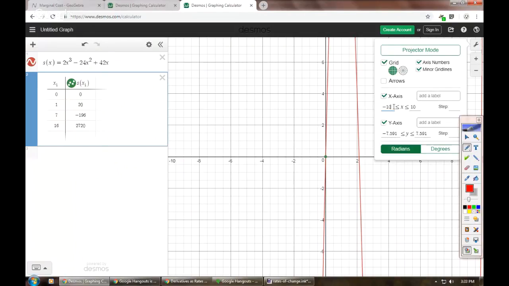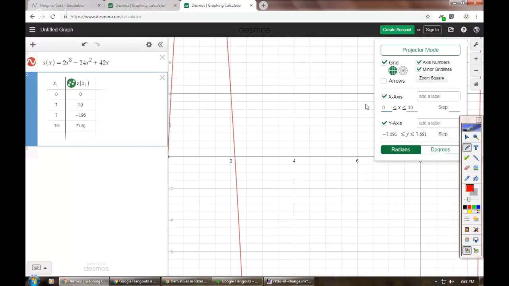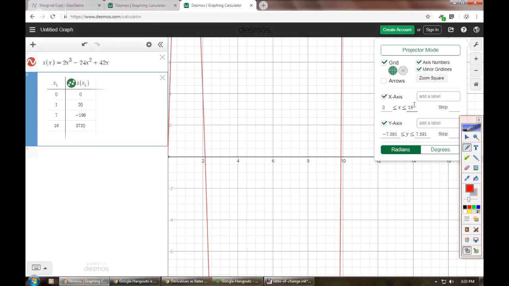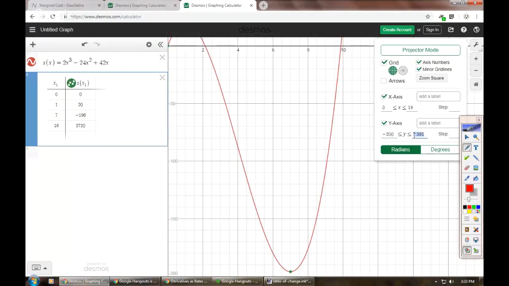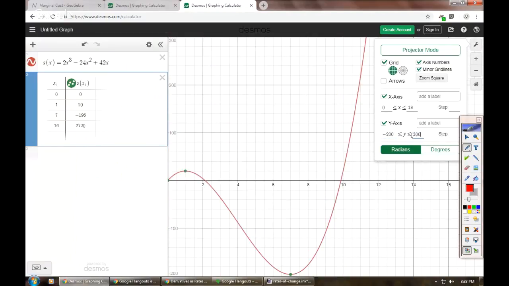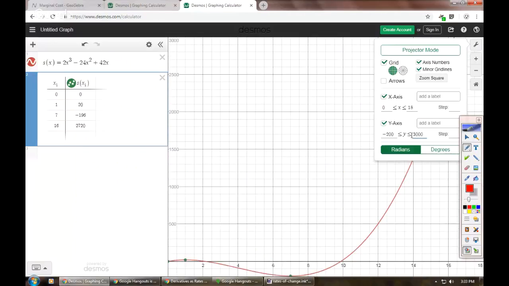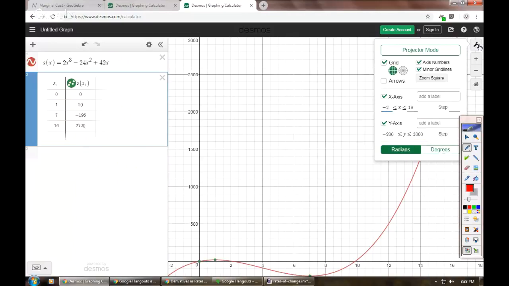Let's see, for x, we can go from 0 over to, we'll go a little past 16, we'll go to 18. And then for y, we should go from, say, negative 200 up to maybe 3,000. So we can see all the stuff that's happening here. So we'll scoot over a little to negative 2 and close.